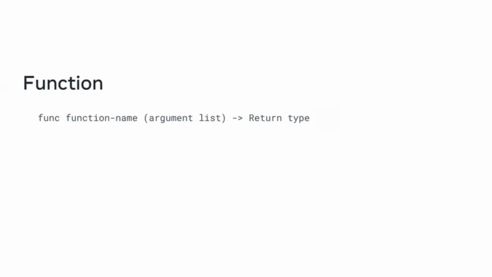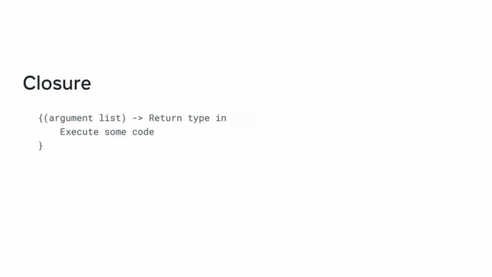Recall that a function consists of a declaration using the keyword func, followed by the function name, then the arguments list, and a return type. Then the code to be executed is in a pair of curly brackets. Well, a closure is similar, except it begins with the open curly bracket, then the argument list, followed by the return type with the keyword in. Finally, the code block to be executed is inside a set of curly brackets. Notice that the closure does not have a name. It's because of this that they are said to be anonymous. Okay, so now you know what a closure is.